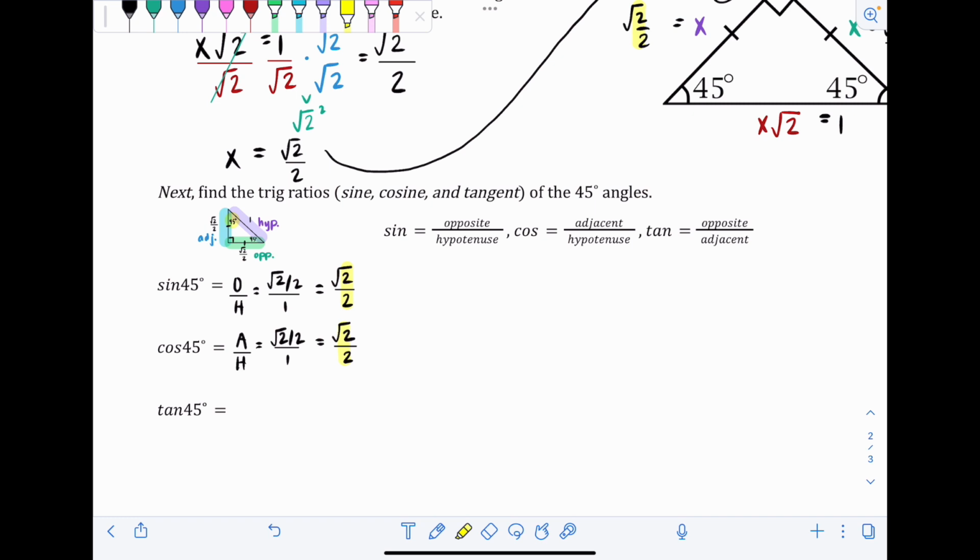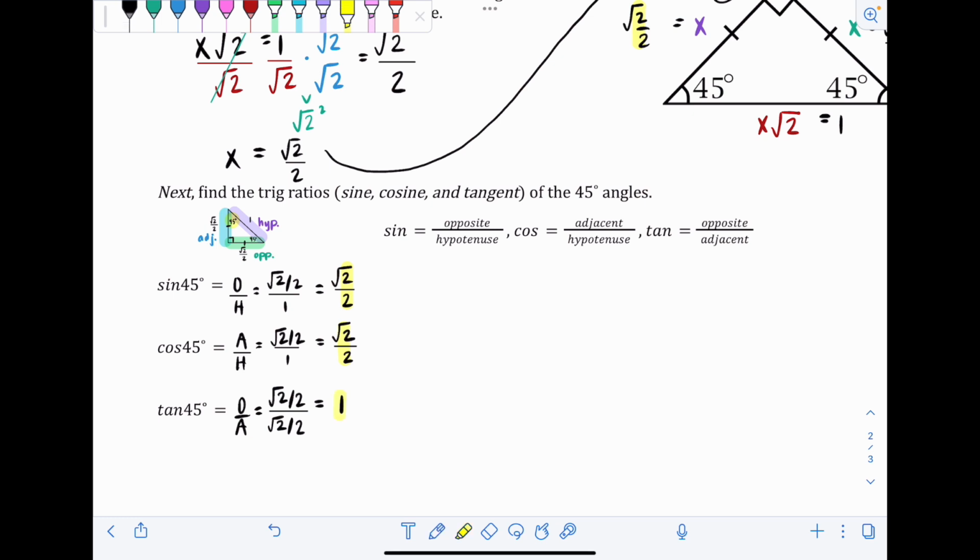And then for tangent of 45, tangent is opposite over adjacent. So the opposite side is root 2 over 2, and the adjacent side was root 2 over 2 as well. So we don't have to do any crazy multiplying by the reciprocal here, because you're taking a number and dividing it by the same number. Anything divided by itself is just 1. So tangent of 45 degrees would be just 1.